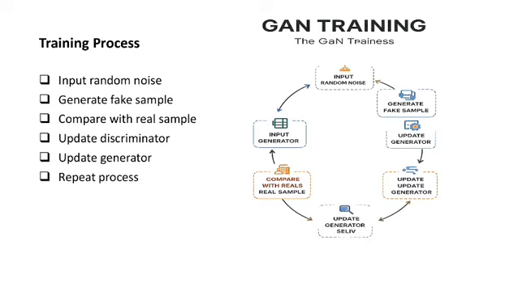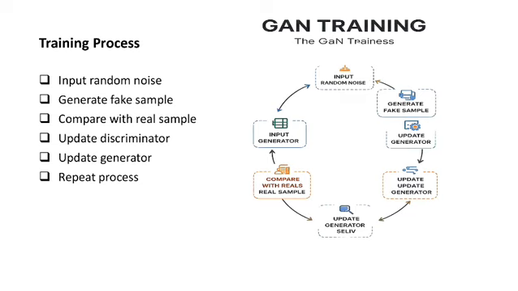Next, training process. The training process starts with random noise input. The generator creates fake samples from this noise. These fake samples are compared with real samples by the discriminator. The discriminator learns to correctly identify fake and real data. At the same time, the generator learns how to fool the discriminator. This training process repeats many times until the generator produces realistic outputs. Proper training is very important because GAN training can sometimes become unstable.